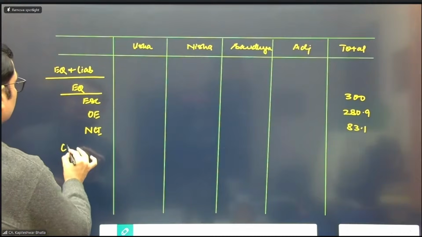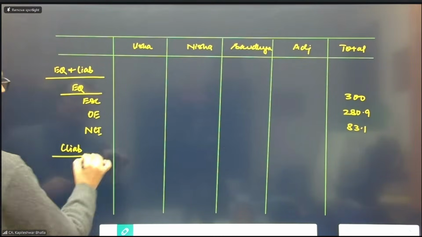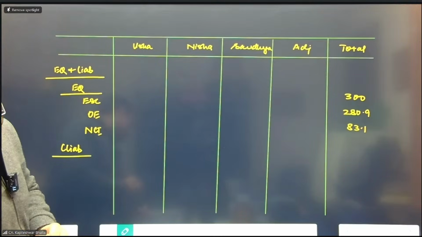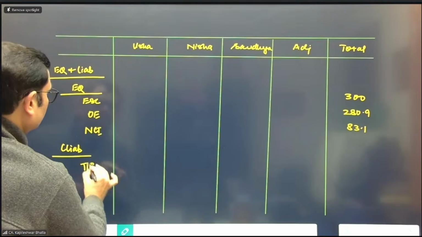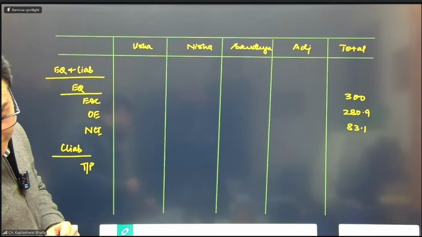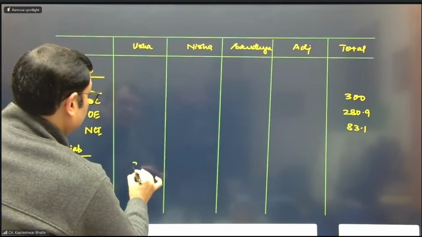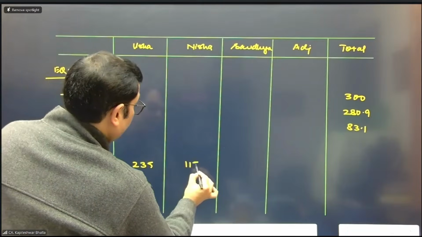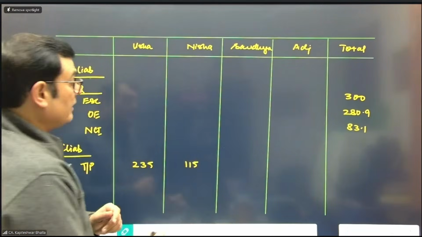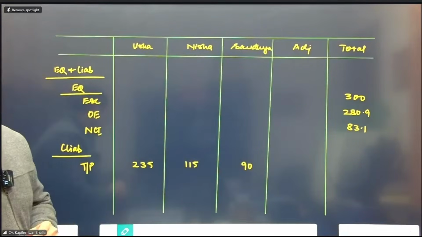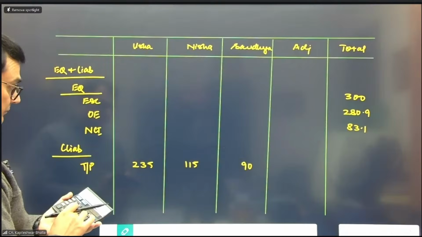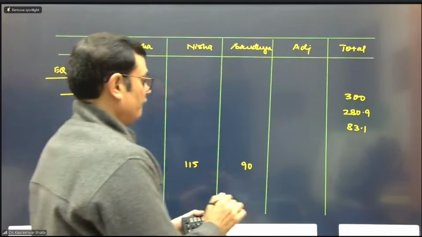So we've got current liabilities now. Current liabilities, we've got trades payable. Bills payable will get eliminated. So trades payable is appearing at 235, 115, and 90. And there's no intercompany owings in this case. 440.